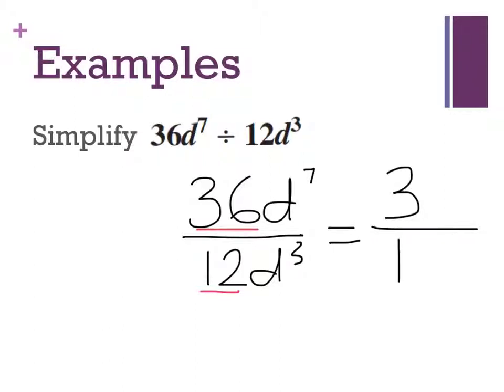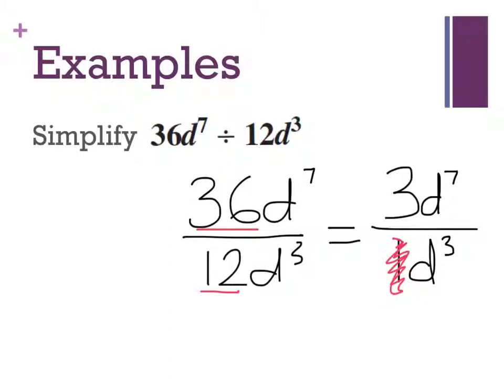So that's them simplified. Okay, and at this point, I'm just going to write my d's next to it now. D to the power of 7, d to the power of 3. I notice if I've written 3 on 1, that's a little bit of a waste of my time, because 3 on 1 is actually the same as just saying 3. I don't actually need that, do I? So I can rewrite this as 3d to the power of 7, d to the power of 3.